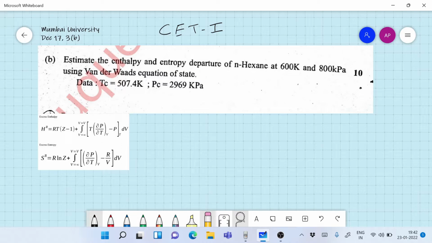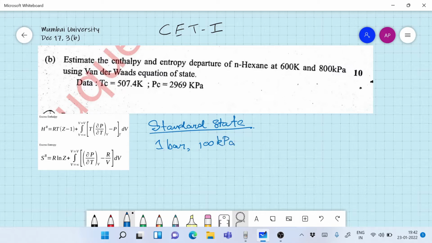So the first thing that we need to do is fix what the standard state is. Okay, this is very important. The person who is correcting should know what the standard state is. The usual standard state taken is 1 bar or 100 kilopascals, right? So this is the standard state. Now at this standard state, you calculate the lower limit of the integral.